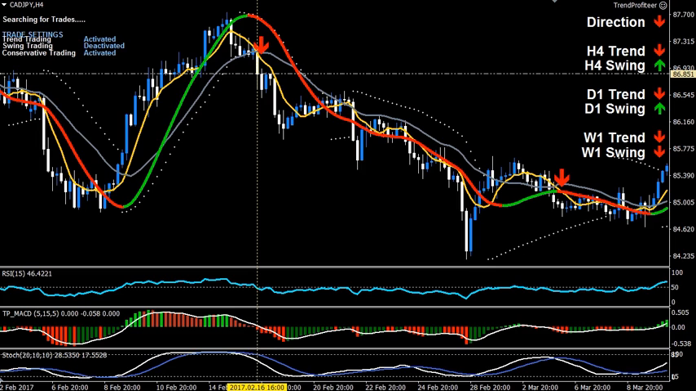So that concludes this example for a trend trade conservative sell on the 4-hour time frame.